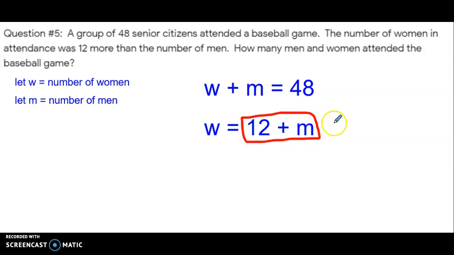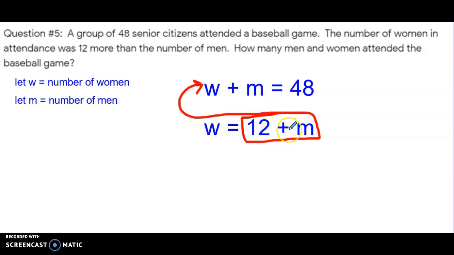We could monkey some stuff around. We could get W or M back to this side, and then we could get the equal signs lined up and whatnot. But I do want to give you this option. If we know that the number of women is 12 more than M, in other words, 12 plus M, you might remember a couple weeks ago working on something called the substitution method, where you take the equation that has one of your variables defined. We already know that W equals this stuff.